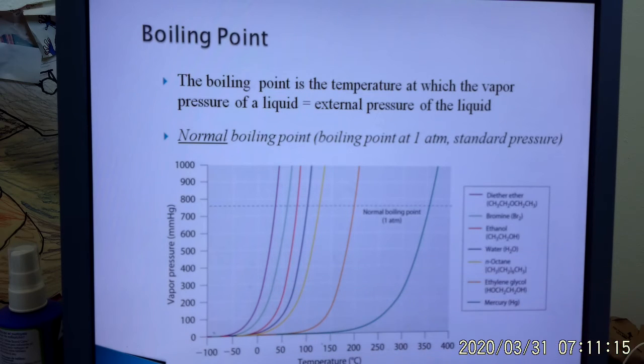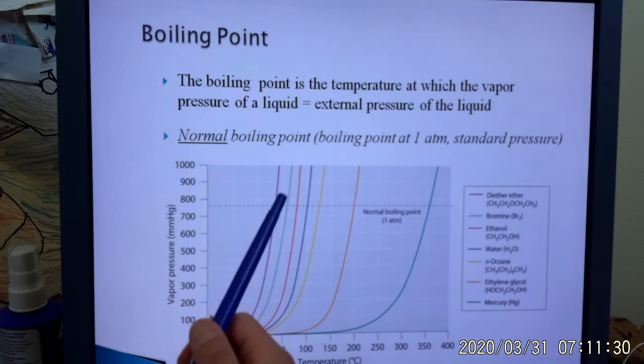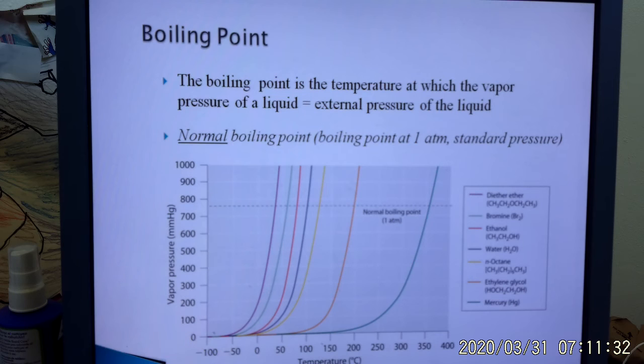So if I said, well, what's the boiling point for diethyl ether at 300 millimeters mercury? So you go to 300 millimeters mercury and you say, well, the boiling point here is about maybe 10 degrees. So you see a substantial drop in your boiling point when my pressure drops.